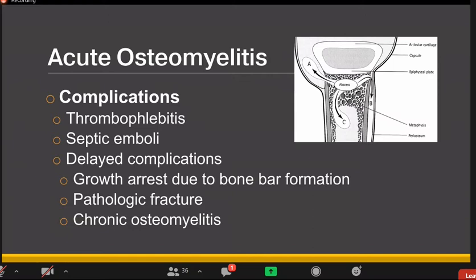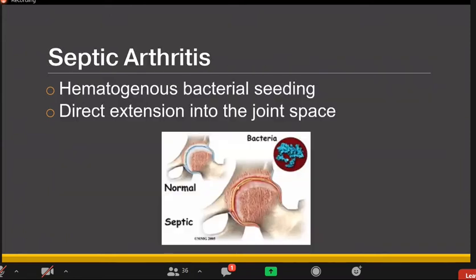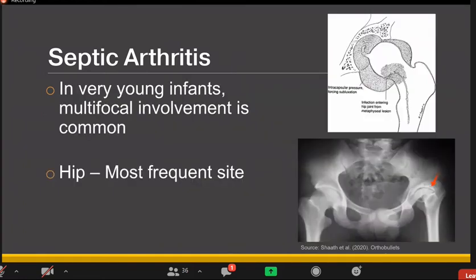As we can see in this image, the infection can also spread to the surrounding soft tissues, to the periosteum, and even to the joint, leading to septic arthritis. This can also be caused by hematogenous bacterial seeding, but direct extension to the joint space is also common, such as from soft tissue infection or osteomyelitis. This usually occurs in very young infants, and multifocal involvement is common in these patients.